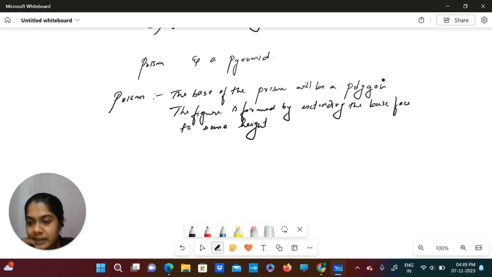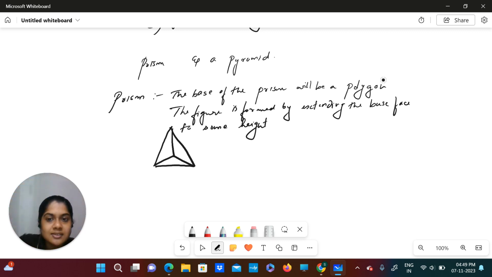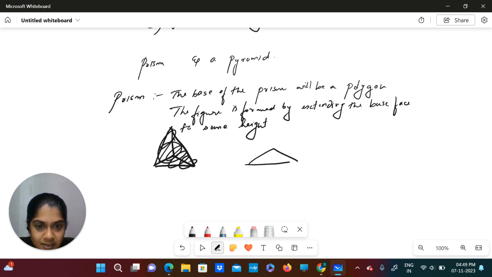You can have a shape like this also, with a triangle base. That triangle is extended to some height like this, so you will get a figure like this, which is also a prism. No, sorry, not like this. This is a pyramid. You have a triangle, and on top you have another triangle.